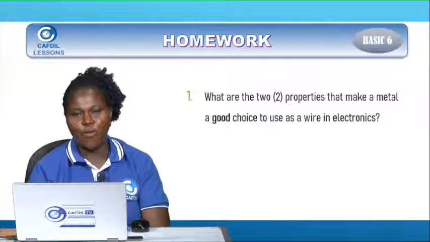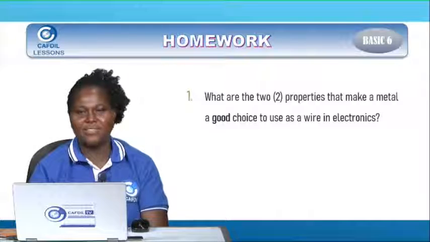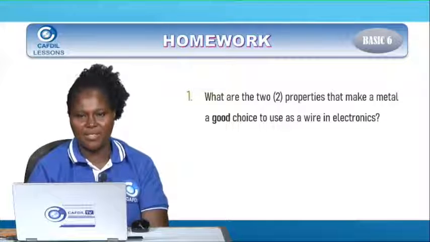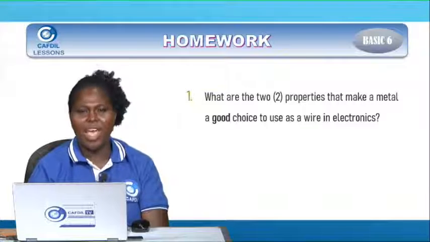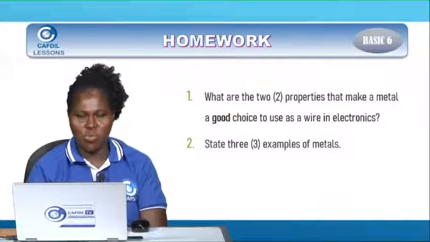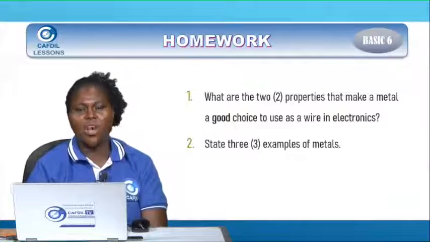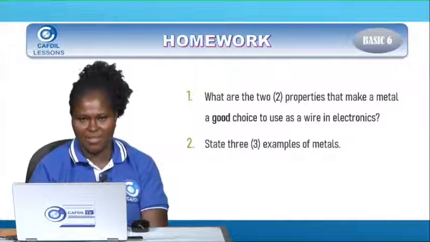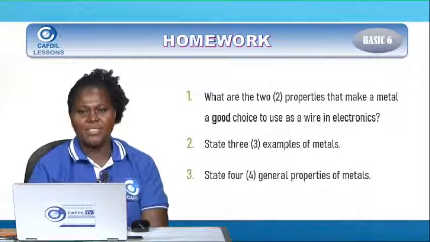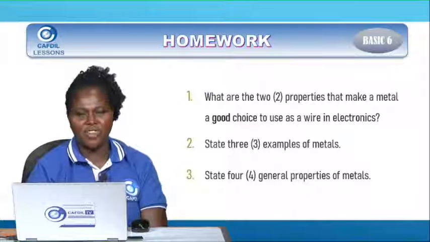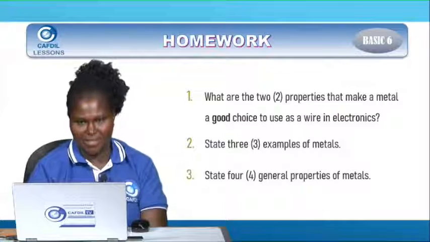Now our homework for today on general properties of metals. Number 1: What are the 2 properties that make a metal a good choice to use as a wire in electronics? Number 2, state 3 examples of metals. Number 3, state 4 general properties of metals.